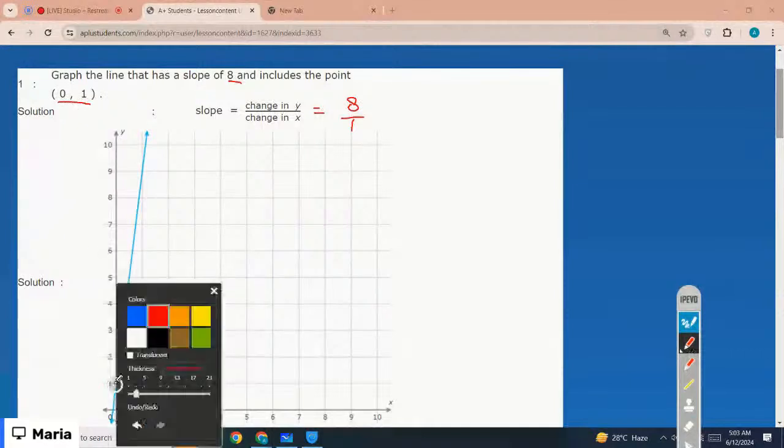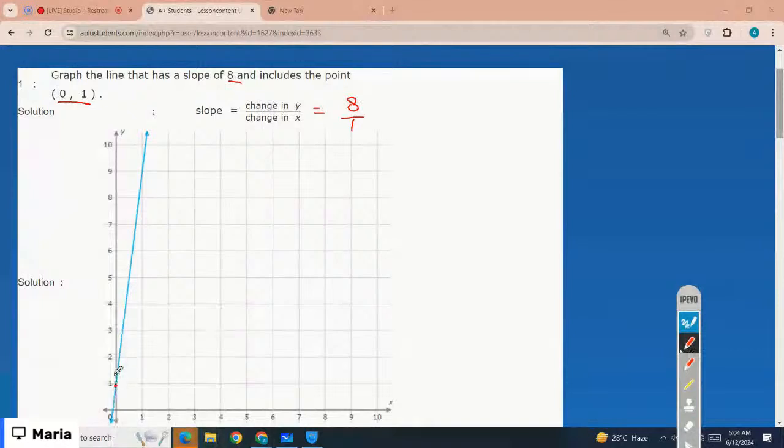And change in y means this is the y-axis, right? So here is 8. Start from here. 1, 2, 3, 4, 5, 6, 7, 8. So that is 8. And change in x is 1. So that means you just move from here to here. So you can see you moved 1 here and 8 here. So that is 8. That is the graph that has the slope 8 and the point 0 and 1. Got it?